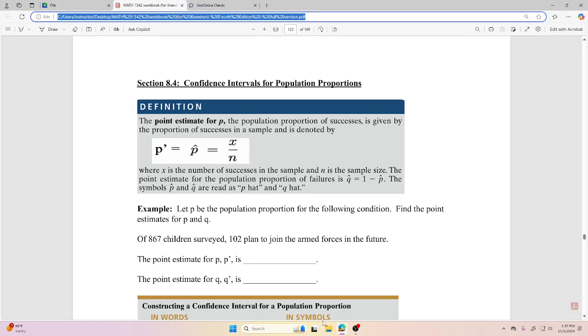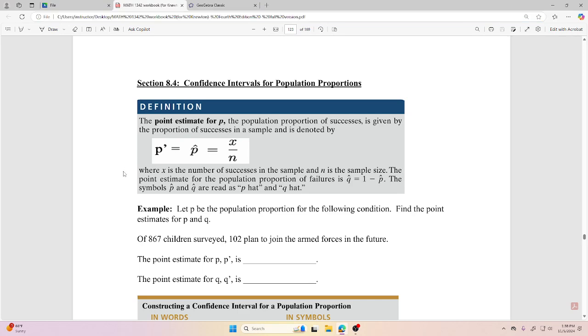So we are in chapter 8. We're going to finish this up, and it'll be fun. So here we go. The last section is talking about proportions.